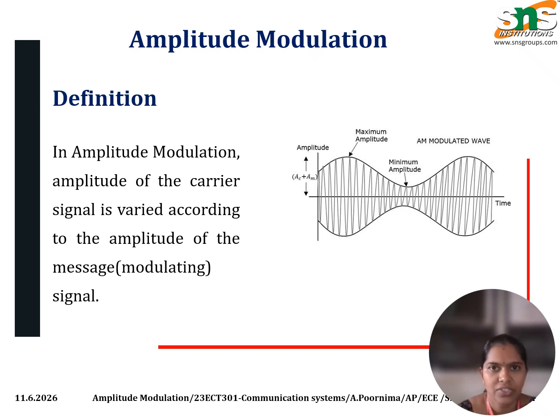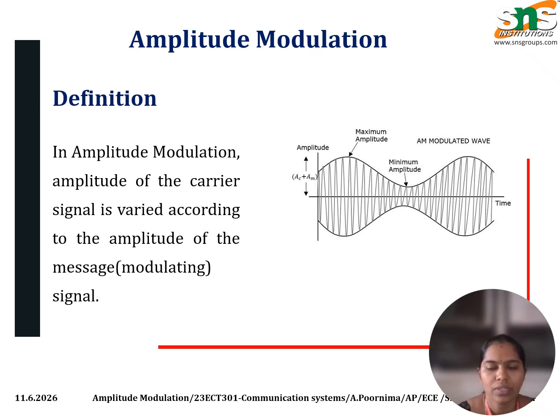Since our message signal is a low frequency signal, such low frequency signals cannot reach the long distance receiver. So, we need a medium to transmit our low frequency message to the long distance receiver. That is nothing but a carrier signal. So, in amplitude modulation, according to the amplitude of the modulating signal, the amplitude of the carrier signal is varied. So this is called amplitude modulation.